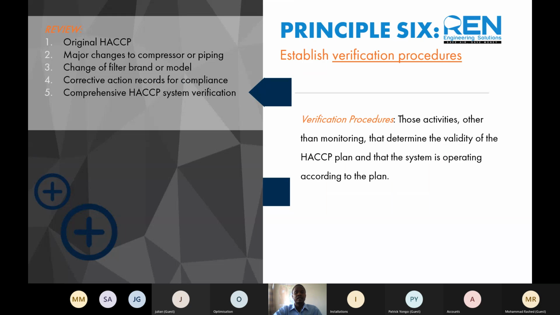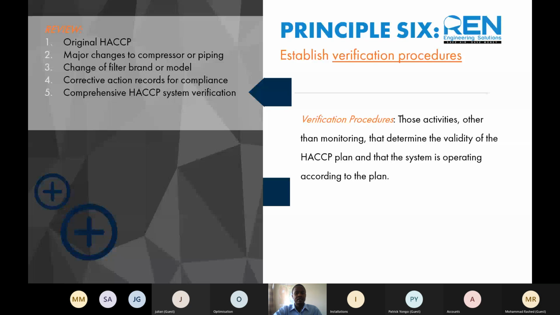The next principle that we will talk about today is establishing verification procedures. These are activities other than monitoring that determine the validity of the HACCP plan and that the system is operating according to plan.